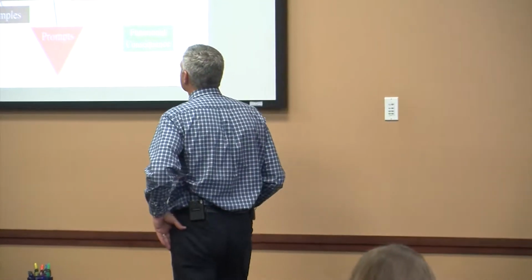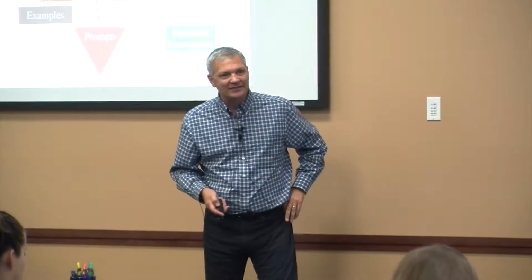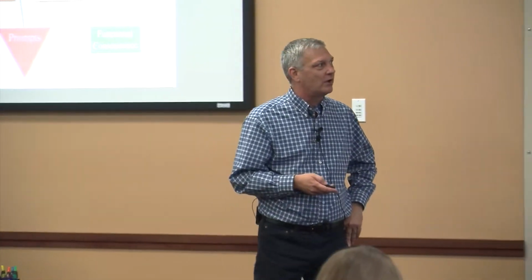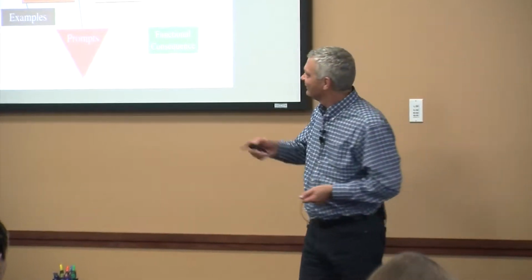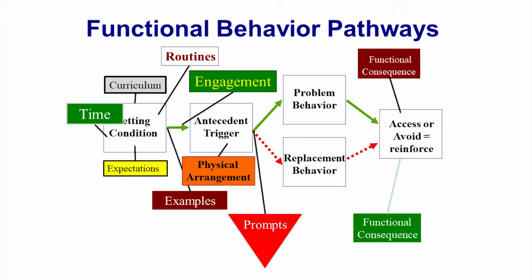The other functional consequence is you cannot let them get what they want by doing it the wrong way. So if Eric yells out and you run over there to have a conversation with him about why he yelled out, you just reinforced him. So we need to make sure that they can't get the function for doing it the wrong way, but they can for the right way. So I'd like to spend the rest of the day and most of tomorrow talking about this pathway and all those little signs and what those signs mean and how to make those work for our kids.